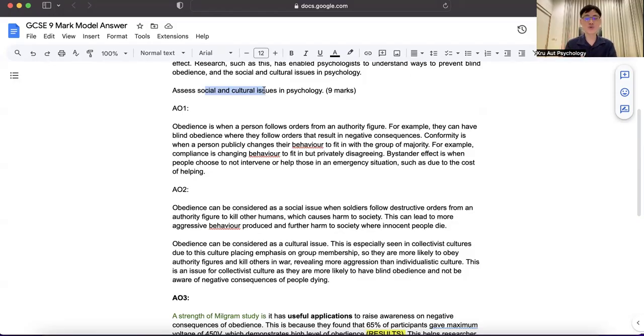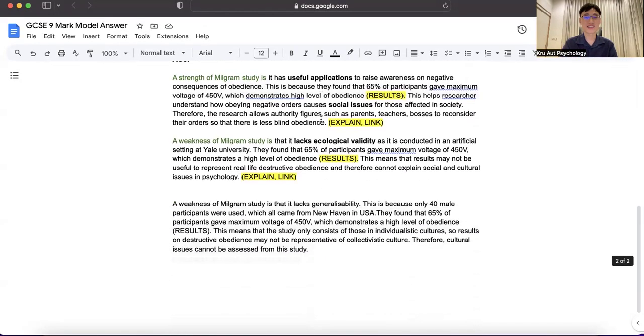And do we need to write research? I mean, we need to. Some of the 9-mark questions don't have research, but this one does. So I chose this one to teach and let you understand the structure of it. Then Milgram, when we evaluate it in terms of weakness, and by the way, you can see that I chose social issue. I mean, this is both, but okay, it's mainly social and cultural in the one below.